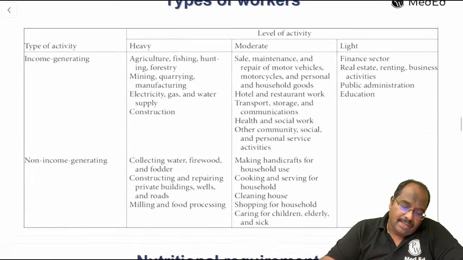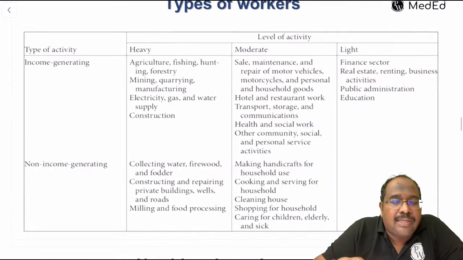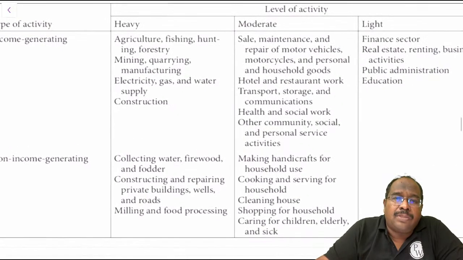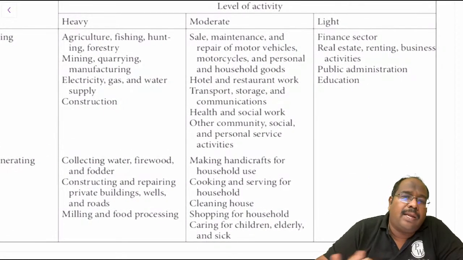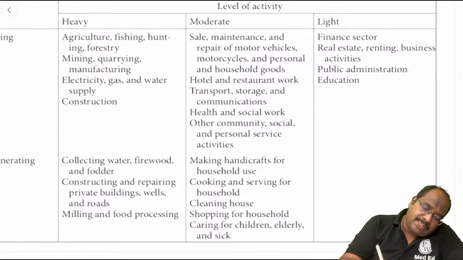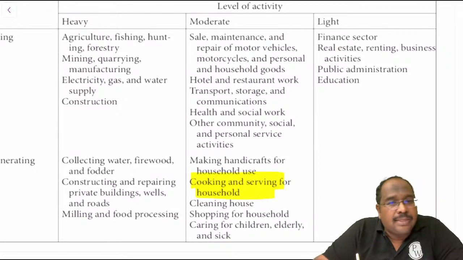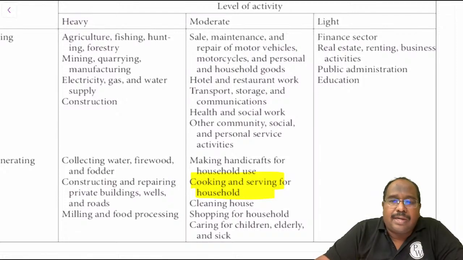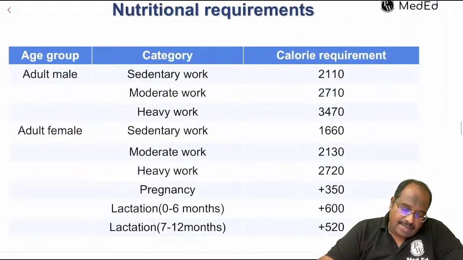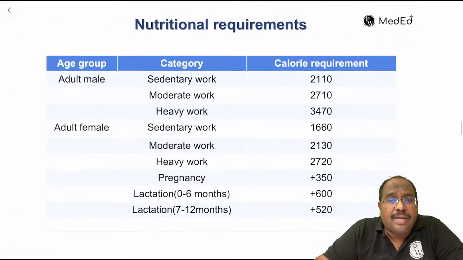For example, this is the list of workers. Who is a heavy worker, who is a moderate worker, light worker, you can see. Doctors will come more in light worker. Housewives, a lot of the time, will come in moderate worker. You can go through this chart and tell me which type of worker. Fine. Next is nutritional requirements, guys.